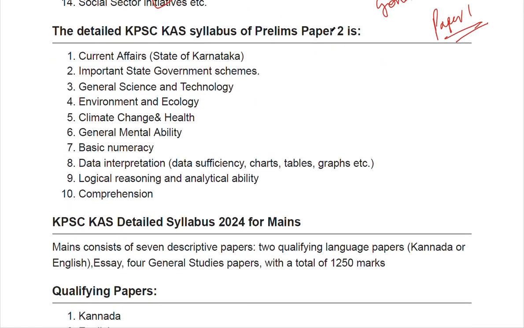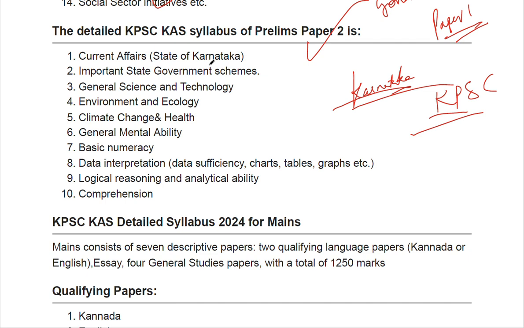Next one, as you can see, is paper 2. In paper 2, like I told you, the focus will be mostly on Karnataka, because this paper is conducted by Karnataka state. Okay, so the first one is current affairs of the state of Karnataka, any new developments or current problems existing in the system of Karnataka. It can be economic problems, agricultural problems, political problems, educational problems, so on and so forth. Okay, important state government schemes, general science and technology, environment and ecology, climate change and health.